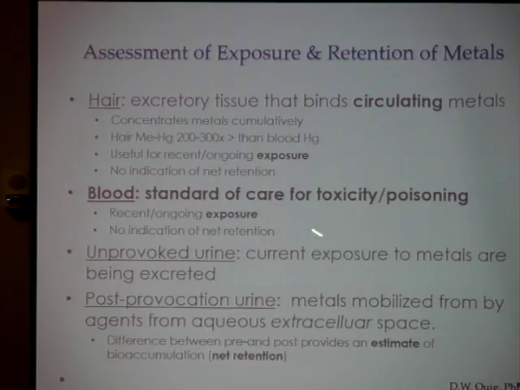This is something that I want to highlight because oftentimes it gets confused. When we're assessing, I'm just using metals because it's easier to illustrate, when we're looking at our hair metals, we look at what our body has been able to excrete out. It doesn't tell us what the current exposure is.